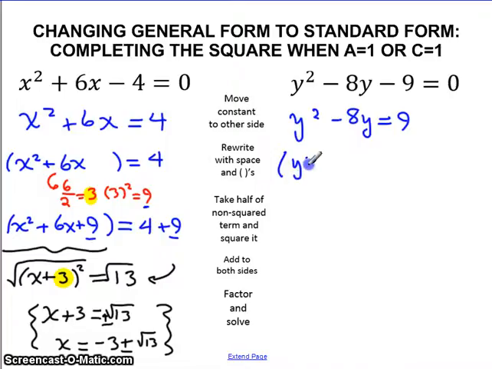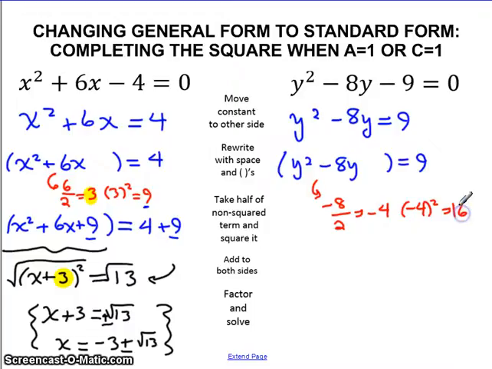We're going to rewrite with the space and with the parentheses. Okay. Now we're going to go ahead and get our half. So negative 8, remember the negative sign goes with the number, divided by 2 is equal to negative 4. And then we square negative 4 and we get positive 16. So notice that in either case, whether we have a negative number or a positive number to square, we're always going to get a positive number out of this. Okay, so we're going to put this all back together. Y squared minus 8y. We're going to add the 16 to both sides.